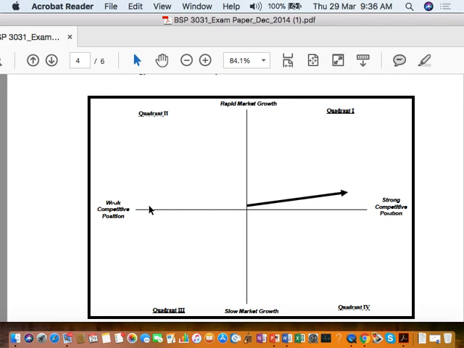Yes, John? Horizontal? Could be a number of things. Different students would choose differing things, you see.